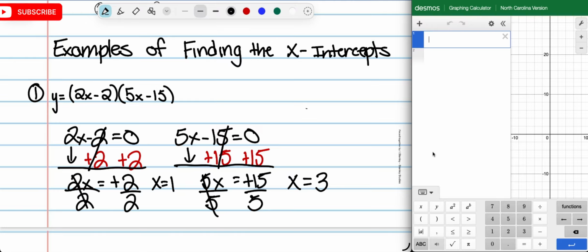Now that we have solved for the x's, we can write our two ordered pairs for our x-intercepts. The first ordered pair will be (1, 0), and the other ordered pair will be (3, 0). Because they're x-intercepts, they go in the x spot of an ordered pair, which is the first number. The second number will always be 0 when you're looking at just your x-intercepts. So that's example 1. Let's move to example 2.